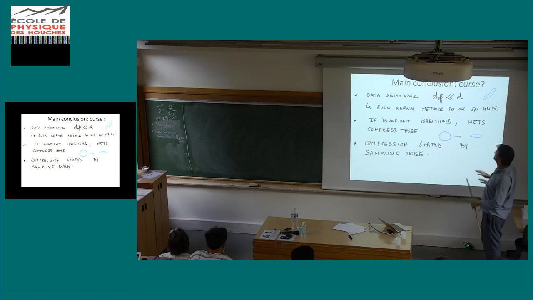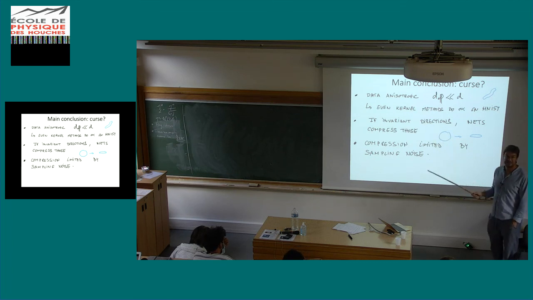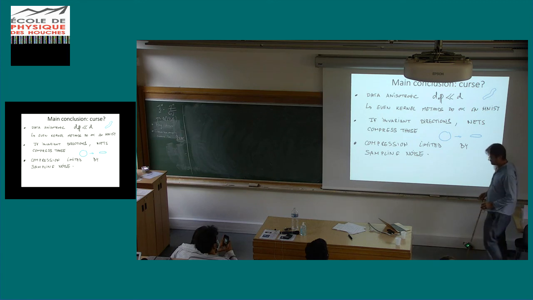So the main conclusion with respect to this curse of dimensionality: one first idea is that if the data are very anisotropic, then even kernel methods can do well because the problem is not really in high dimension. But if the data are isotropic and in large dimension, and you have invariance, in this feature learning regime you can essentially compress those directions where you have invariance to effectively reduce the dimension of the problem. And this compression is limited by sampling noise.